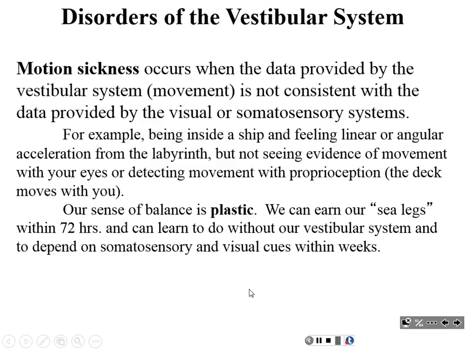Luckily, the sense of balance is plastic, and we can adapt in 72 hours to being in a boat in the sea. If we are long enough in the sea, we can have the same problem when we get back onto land. The vestibular system adapted to movement, but the eyes are saying nothing is moving, and it could take some people some time to readapt to being on land again after a long time in a boat.